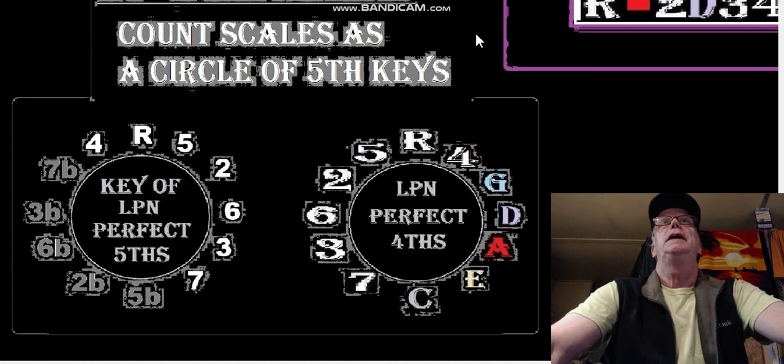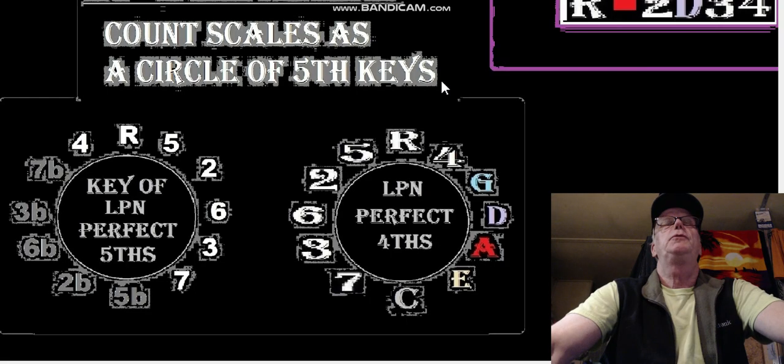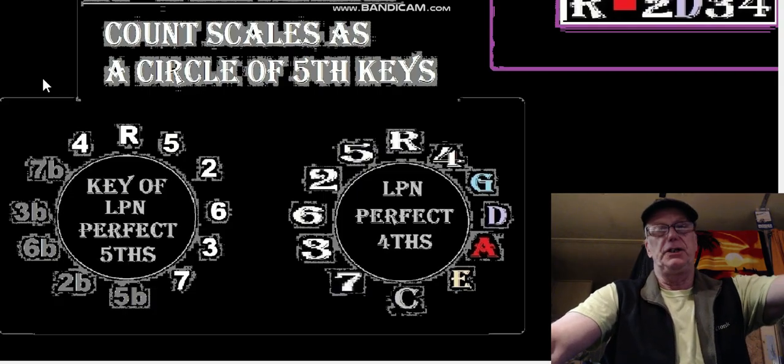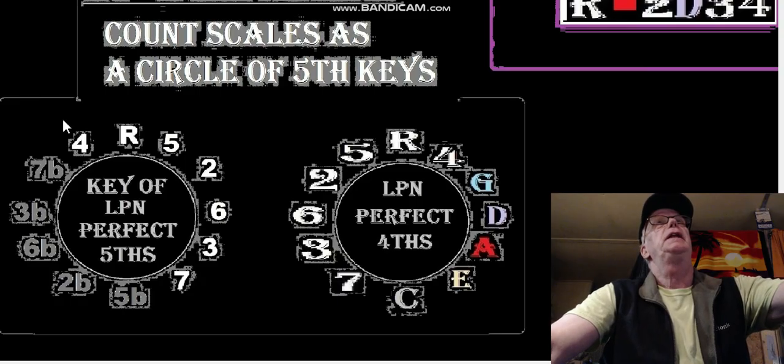So if we're looking at a 4 on LPN, the key is going to be the 5th of what that actual pitch is, and if it's the C, a cello low C, then it would be the 5th of C. So you know what I'm saying?